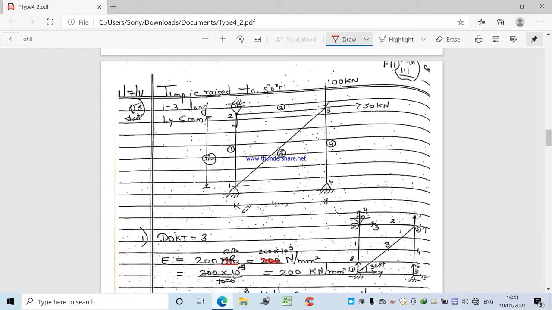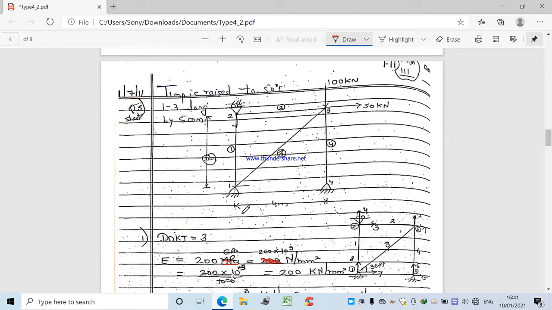Next example of the stiffness matrix of the truss element subjected to the temperature effect as well as the lack of fit effect. In the last lecture we have already seen a similar type of numerical. So here we have considered the rise of temperature effect, and the member is too long. That effect we have considered.